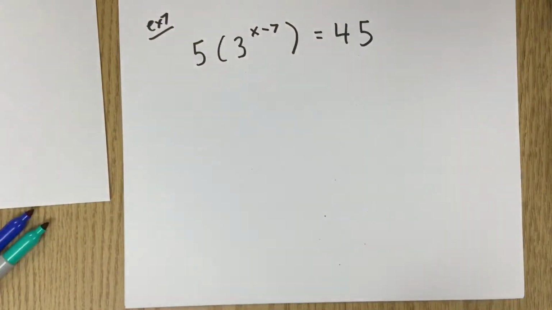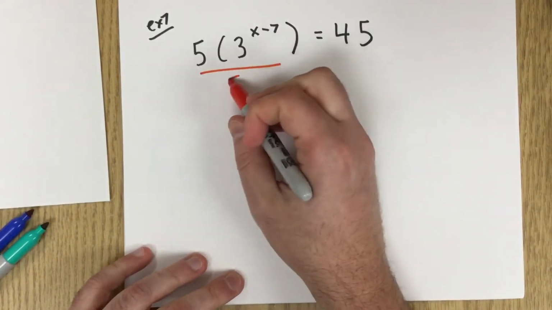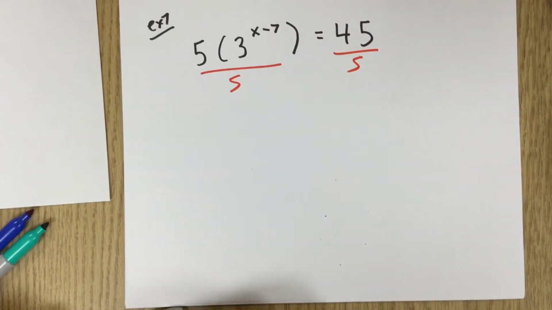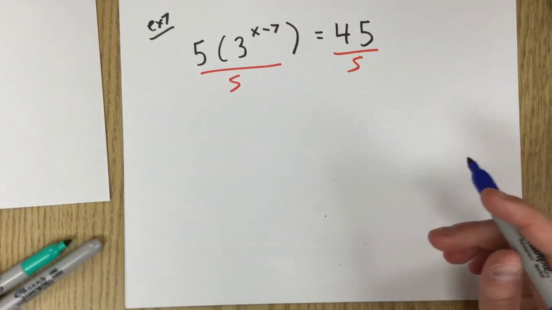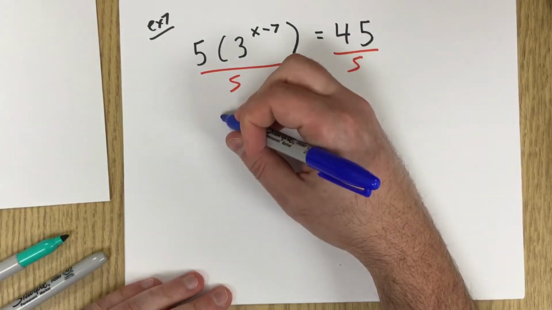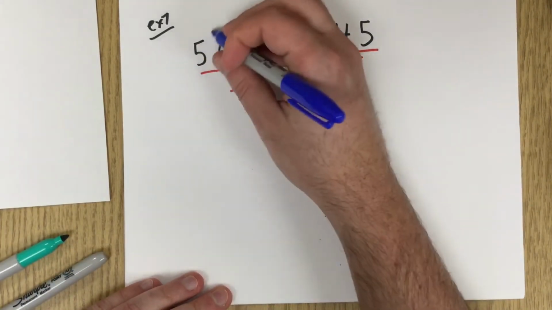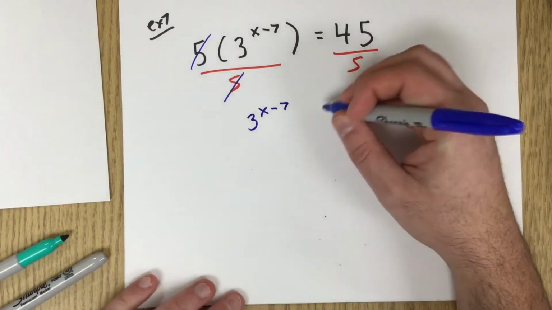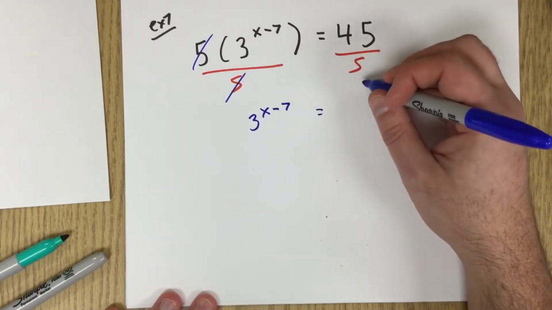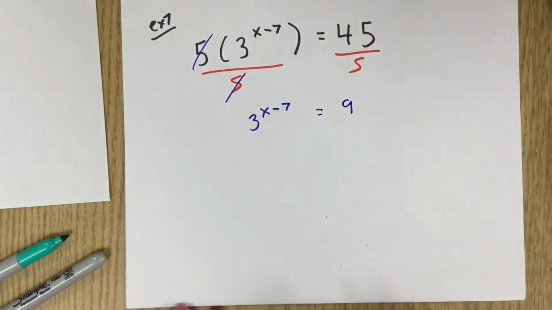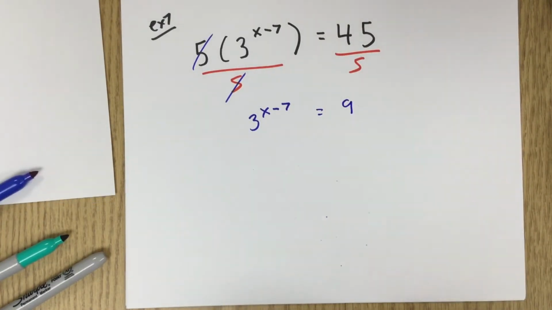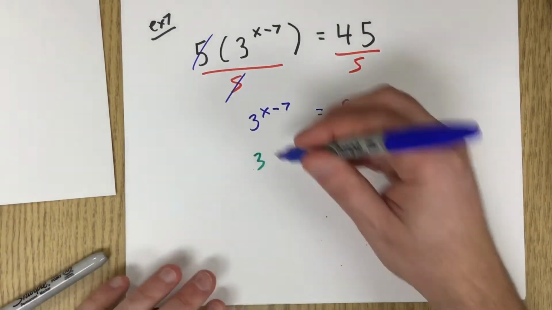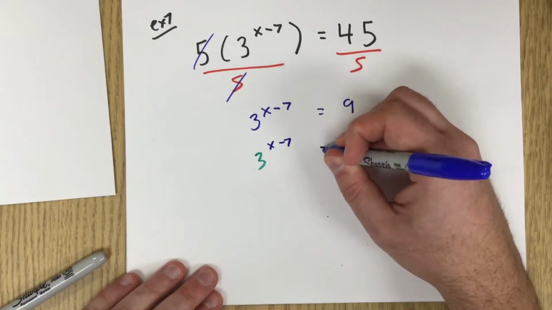What we're going to do is just divide both sides by whatever's in front. And so that's going to give us, after we divide it, we end up with these 5's cancel. 3 to the x minus 7. And 45 divided by 5 is 9. And then we go back to our game. So that's going to be, that's our base, 3 to the x minus 7.